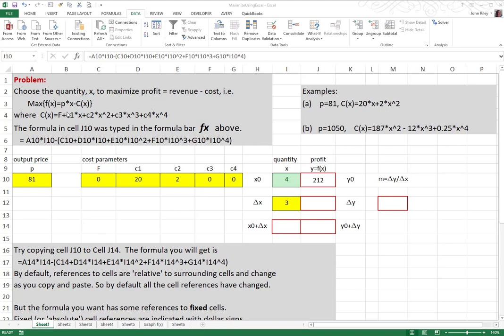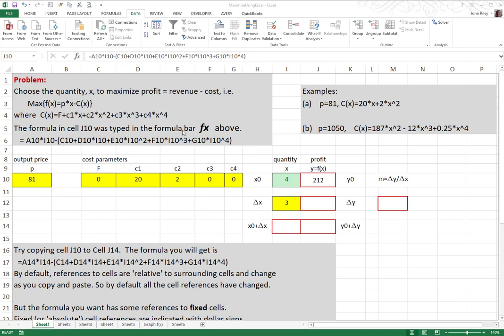In the example, the firm is small in the marketplace, so it can't influence the price. Revenue then is price times quantity, and there's a cost function. I'm going to allow the cost function to have a constant term, a linear term, a quadratic, a cubic, and a quartic, although in the first example over on the right, I'm going to look at a simple case where there's just a linear term and a quadratic term. And notice how in Excel you write a multiplication sign, and x cubed and x to the fourth using this hat.